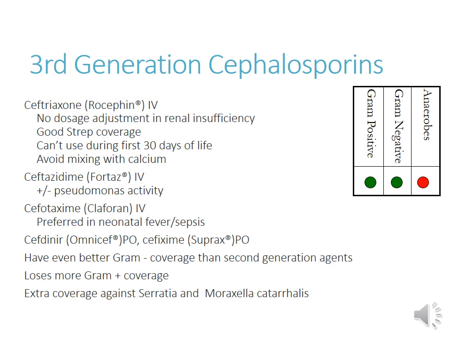As far as oral varieties, you have things like cefdinir, which is commonly prescribed, and also cefixime. So this group is going to have even better gram-negative coverage than your second-generation agents, but it loses a little bit more of the gram-positive coverage. You'll see better coverage for things like Serratia and Moraxella. This is a class that gets used very frequently, but keep in mind that if you can get away with using a simple first generation cephalosporin, do that, right? If you're only worried about MSSA, that might be a better option than utilizing a bigger gun like a third generation cephalosporin.